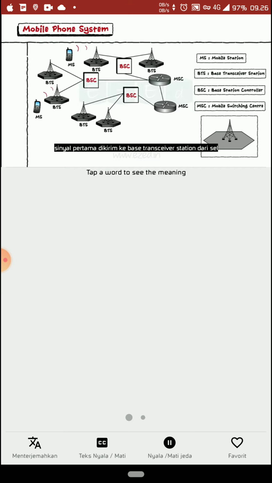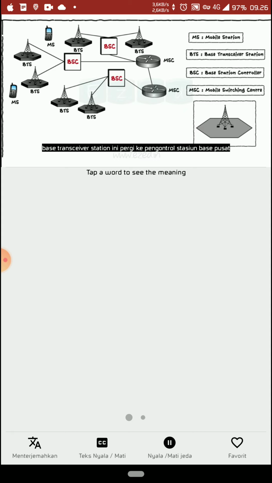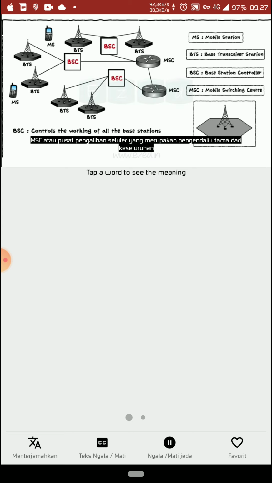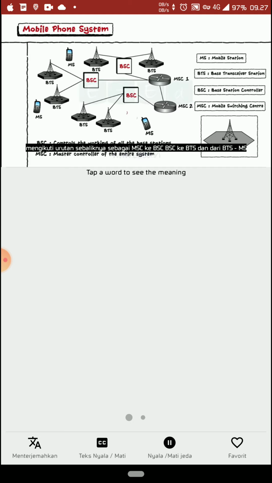Whenever a call is sent out, the first signal is sent to the base transceiver station of the cell. From this base transceiver station, it goes to the central base station controller, which controls the working of all the base stations. From BSC, it then goes to MSC, or Mobile Switching Center, which is the master controller of the entire system. These MSCs are different for different areas. From the MSC of Area 1, the signal is transmitted to the MSC of Area 2, where it follows the reverse sequence: MSC to BSC, BSC to BTS, and from BTS to MS.